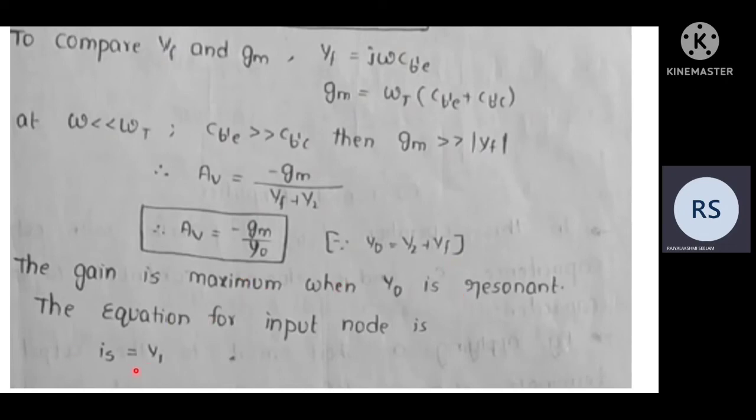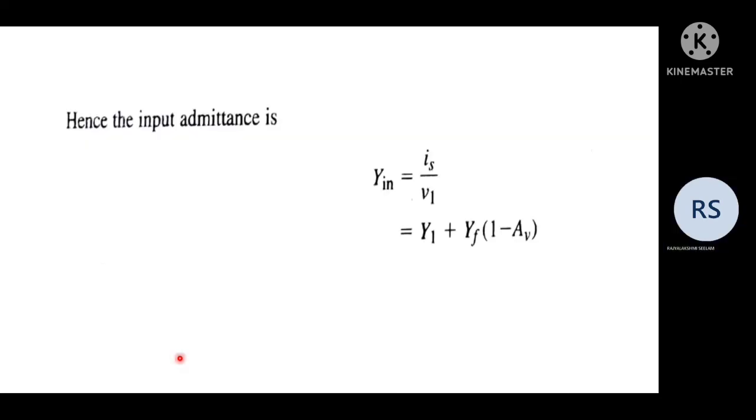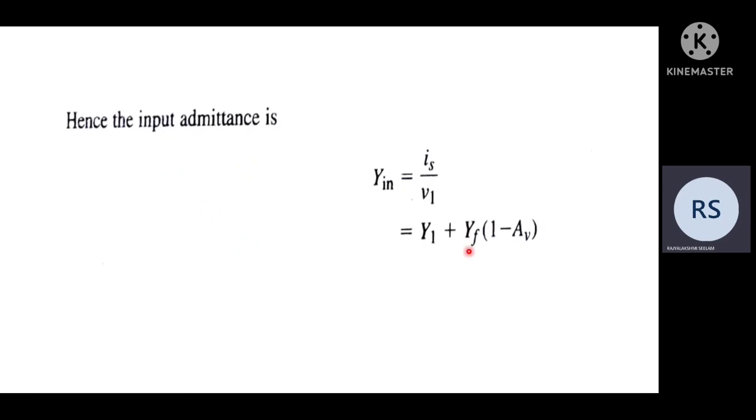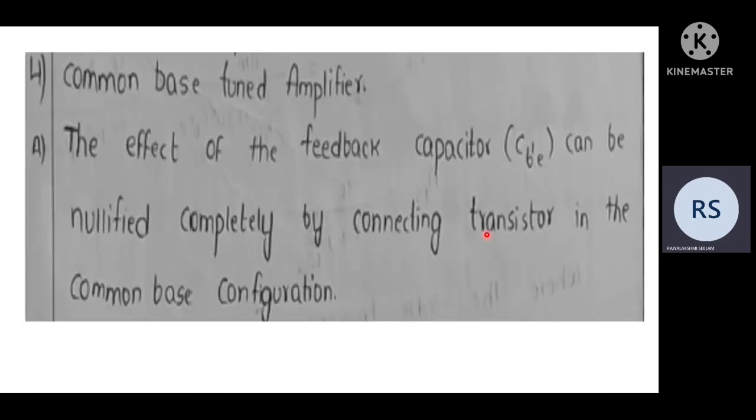The equation for the input node is given by Y1. Hence the input admittance YIN equals IS by V1, which equals Y1 plus YF (1 minus AV). To tune this to resonance, the effect of the feedback must be taken into account. YF (1 minus AV) is called the Miller input admittance.